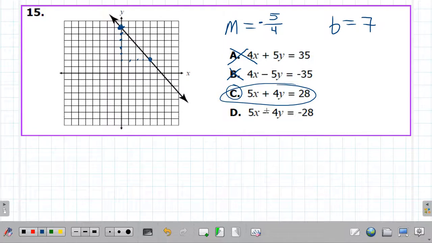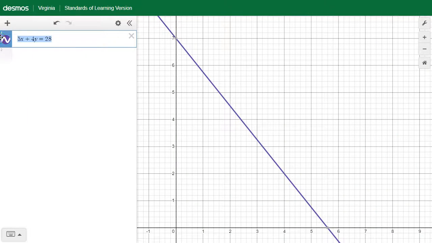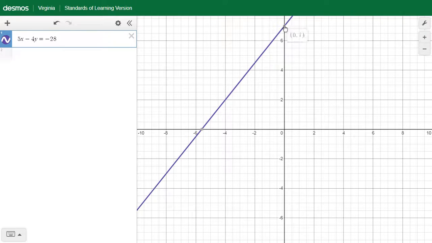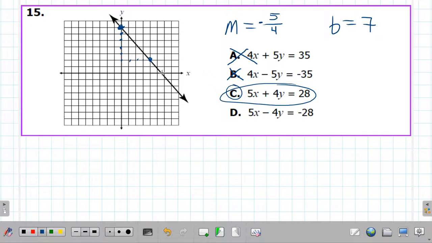Okay. And then the other answer, just so we can see why it's not that one, plug in answer D, and you'll see that it's not this one because we actually get a positive slope. Once again, doesn't matter with everything else. It does have the same y-intercept, but as soon as we see that it's got positive slope, we can see that that's not the same graph.